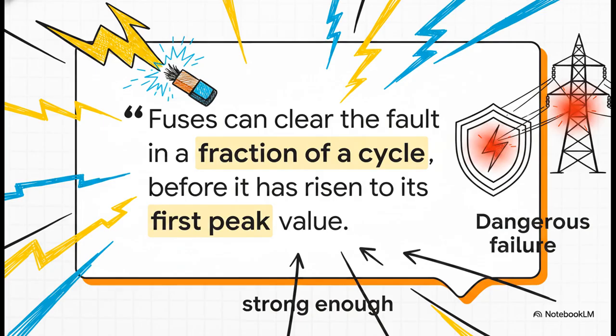So at the end of the day, the entire reason we do fault current analysis is to make sure that when a fault happens, and it will happen, the system is ready for it. It has to be fast enough and strong enough to contain the problem safely. It's all about preventing a small issue from snowballing into a widespread blackout or a catastrophic failure.